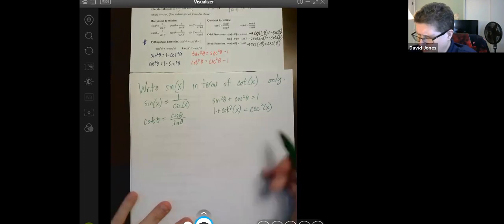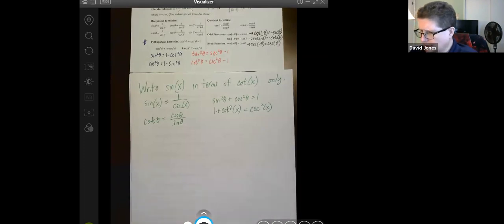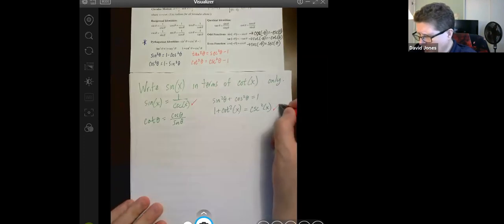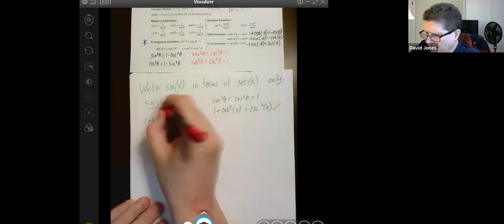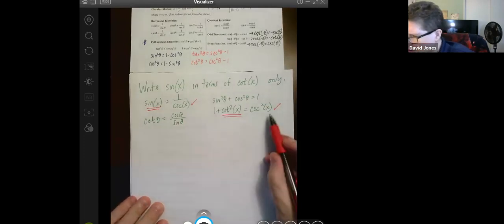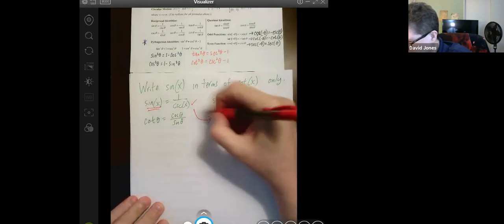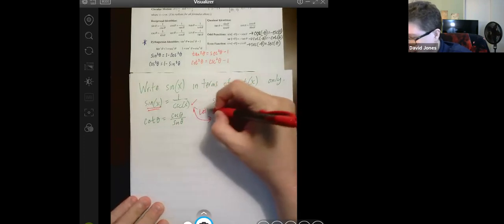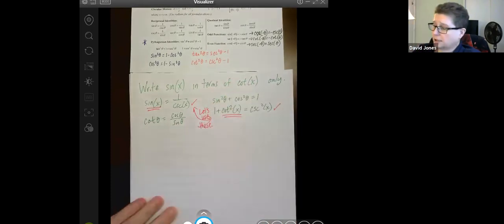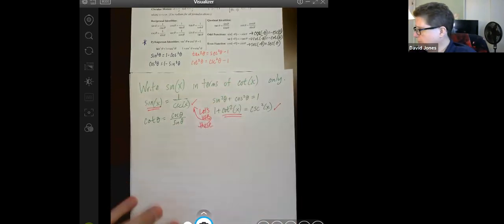I like this. Look at this. I got cosecant x in both of these. And the only thing I have left in those is the sine x and cotangent. And those are the two things I'm going to work with. So it looks like there's a bridge here. Let's use these. This is going to take the equations.